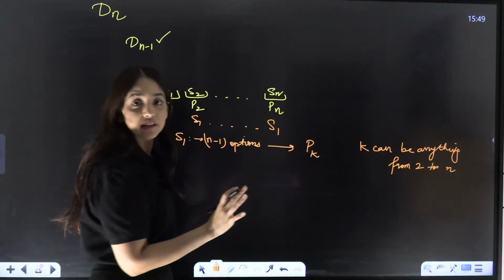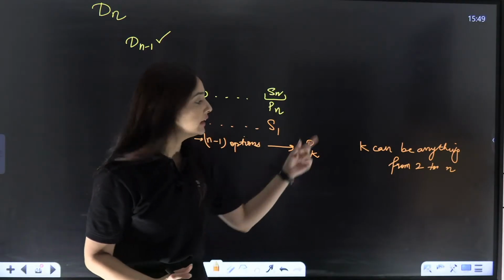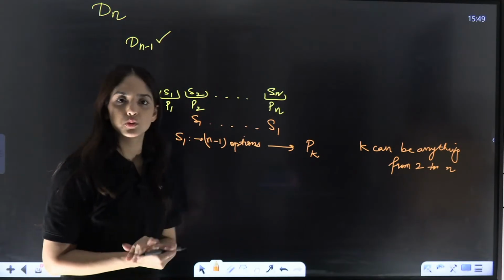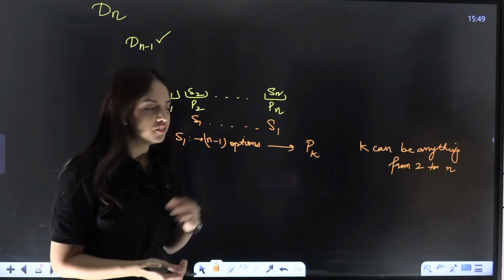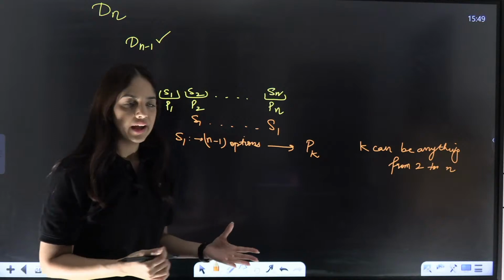So k can be anything from 2 to n. Let's say I picked Pk. How many options were there? N minus 1. I chose the kth position for S1. Now, where will Sk go? Sk anyway could not go anywhere in.